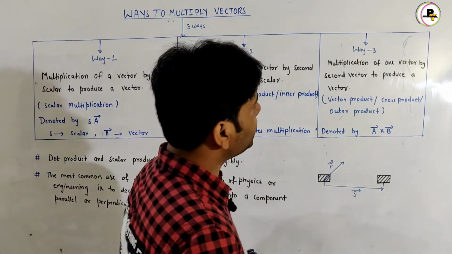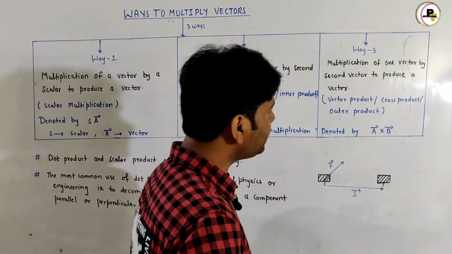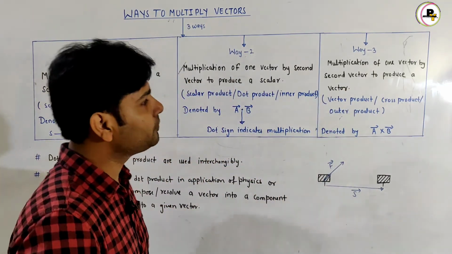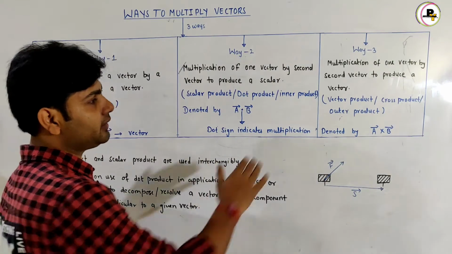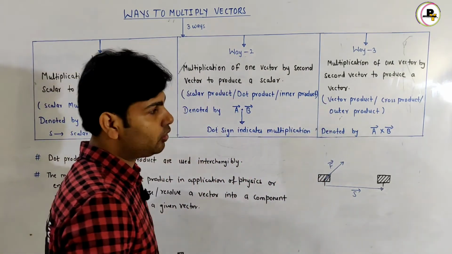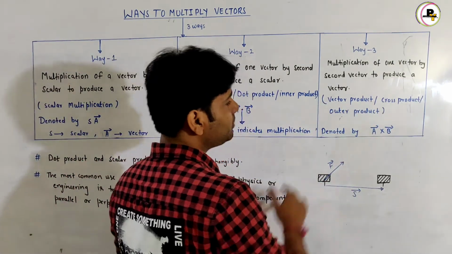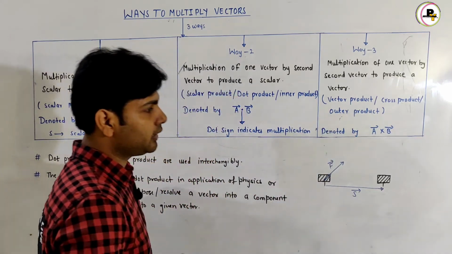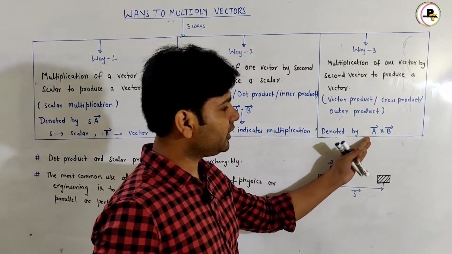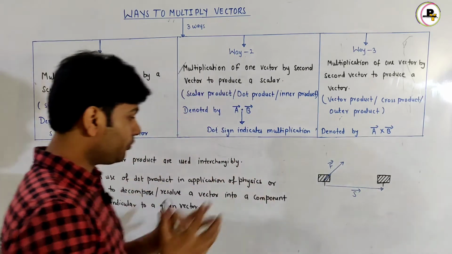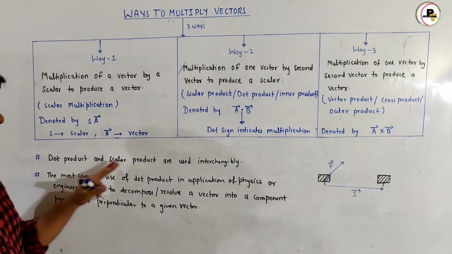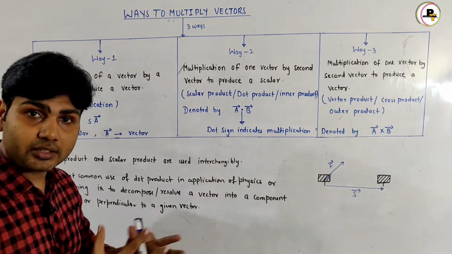And the third way is multiplication of one vector by a second vector to produce a resultant as a vector, and this is also called vector product or cross product, and sometimes also called outer product, and it is denoted by vector A cross vector B.